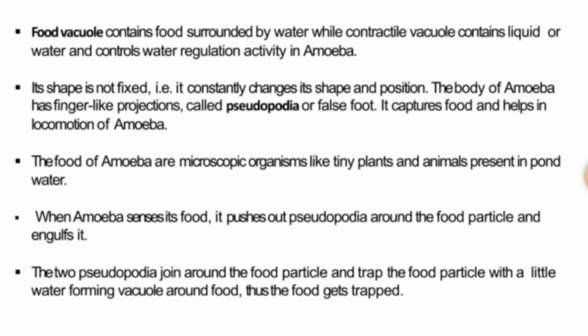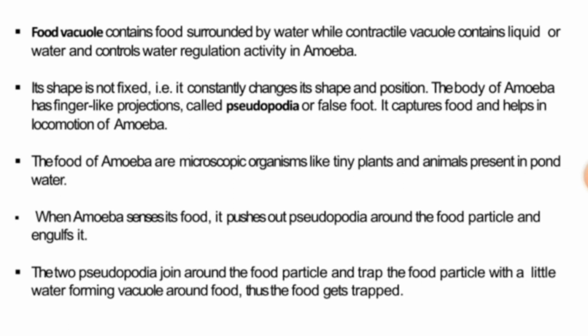Food vacuoles contain food surrounded by water, while the contractile vacuole contains liquid or water and controls water regulation activity in amoeba. Its shape is not fixed, that is, it constantly changes its shape and position. The body of amoeba has finger-like projections called pseudopodia or false feet. They capture food and help in the locomotion of amoeba. Locomotion means movement; the pseudopodia help in movement and in capturing food.